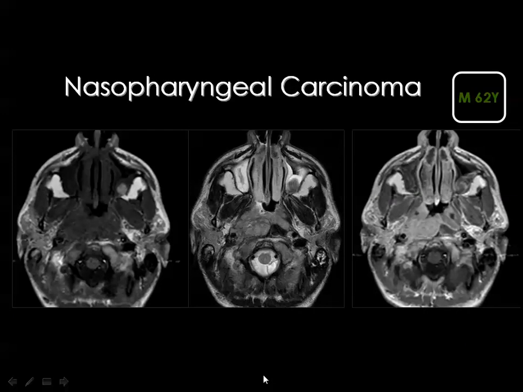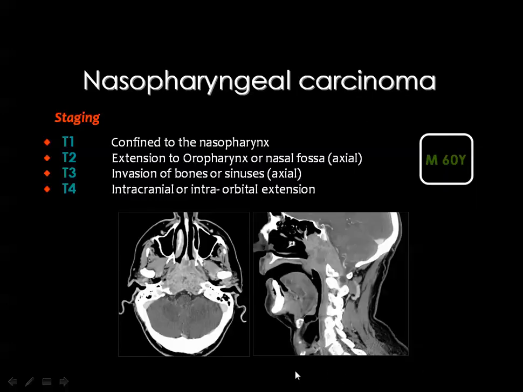But if the mass is large, you can easily appreciate the presence of the tumor. There is a big lesion infiltrating the right side of the nasopharynx, crossing the midline. It is on the medial aspect of the parapharyngeal fat, and the lesion showed low signal in T1, high signal in T2, and strong homogeneous post-contrast enhancement, and this is nasopharyngeal carcinoma.